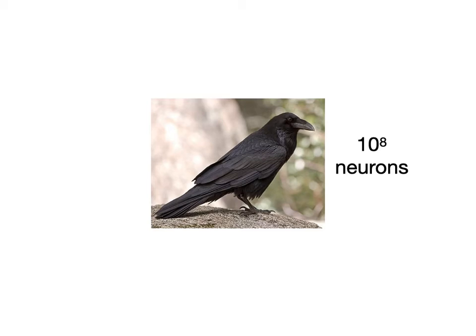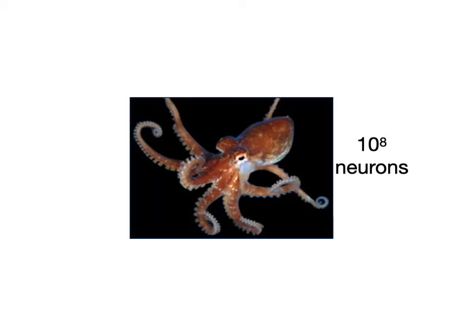Also, in the same bracket is octopi. They also have about 10 to the 8th neurons. So that's 100 million. Again, they're able to do some pretty clever things. And they're very powerful. Camouflage, right? They're able to hide themselves in the seabed. All of these things are the capabilities of an organism with this many neurons.